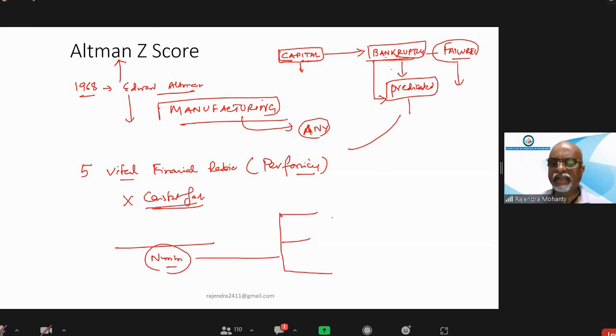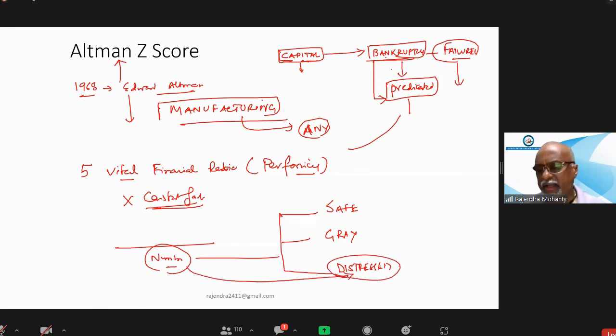So the first range, at the top, he called the safe zone. Second, he called it the gray zone. And third, he called it the distressed zone. If that number falls under this distressed zone, then he suggests that this company or institution may go into bankruptcy within a period of 1 year. So that is the prediction of this Altman Z-score.